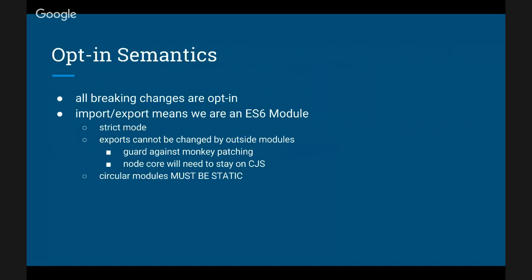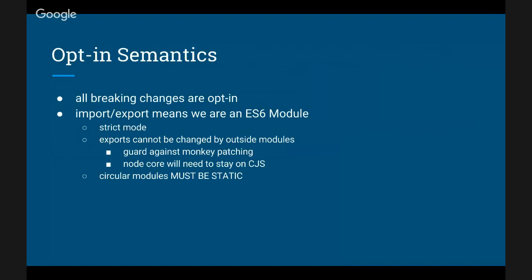So what are these semantic changes? One, modules in ES6 are always in strict mode. So if your code is not compatible with strict mode, you may have to change it to be compatible with strict mode. Two, exports cannot be changed by outside modules. We'll go into an example about this in a second. Basically, any ES6 module using the export syntax is guarded against monkey patching.